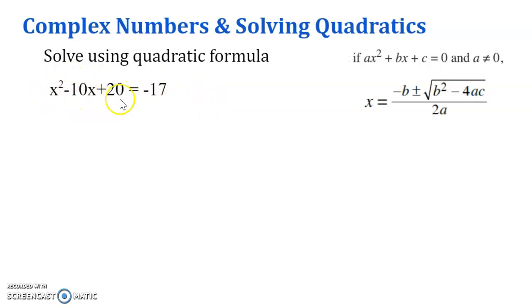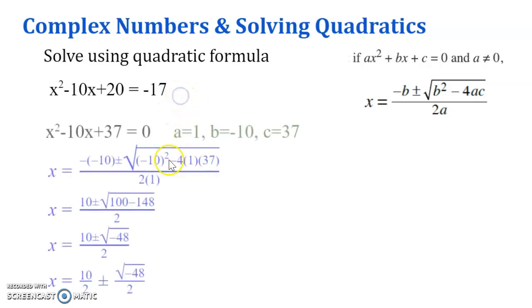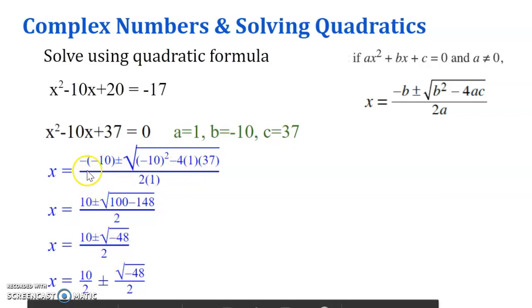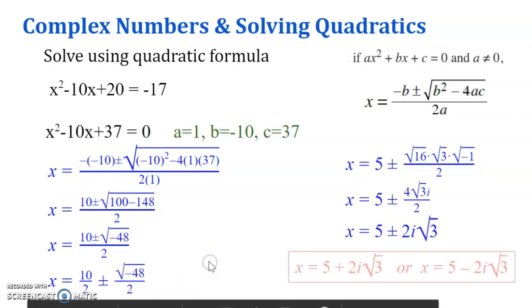If you are trying to solve this quadratic equation using the quadratic formula, first you need to convert this into standard form that is equal to 0. So we do that and identify what is a, what is b, what is c, and then you substitute. Okay, and then finally my two answers are 5 plus 2i root 3 or 5 minus 2i root 3. This is all from last lesson, so you do not need to write this down.